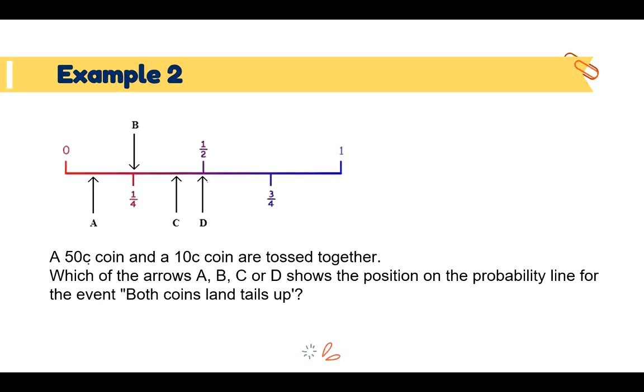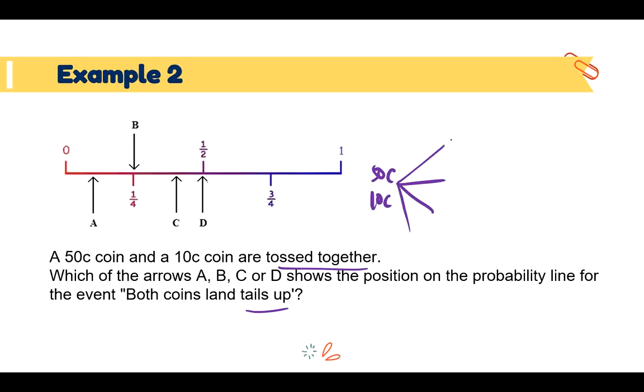A 50 centavos coin and a 10 centavos coin are tossed together. Which of the arrows A, B, C, or D shows the position on the probability line for the event both coins land tails up? Ang una niyong gagawin is illustration. You have a 50 centavo coin and a 10 centavo coin. Kapag tinos natin yan, alam natin na meron tayong 4 outcomes.